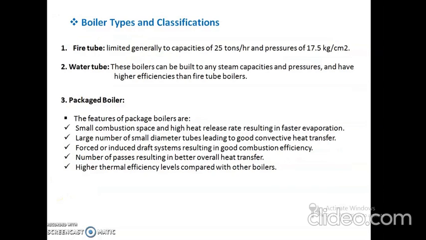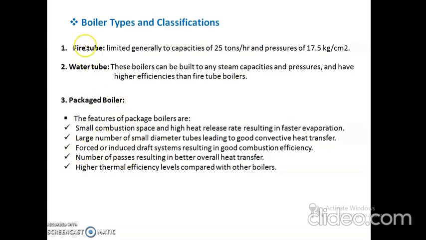So boiler types: there are two types of boiler, fire tube and water tube boiler, and the third one is the package boiler. So I'll just start from the bottom. The package boiler is a small combustion unit. It is a package of the boiler, everything packed in a small space. That's why it is called a package boiler, which is quite popular in industry where you require a moderate amount of steam with low pressure and low quantity. These boilers also have numerous advantages and features that we'll see afterwards.